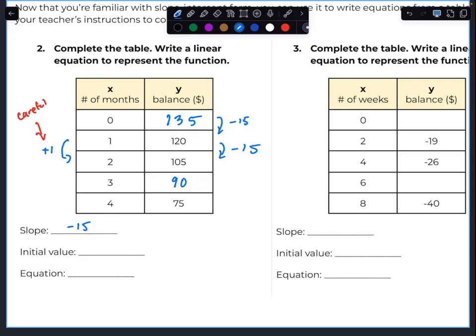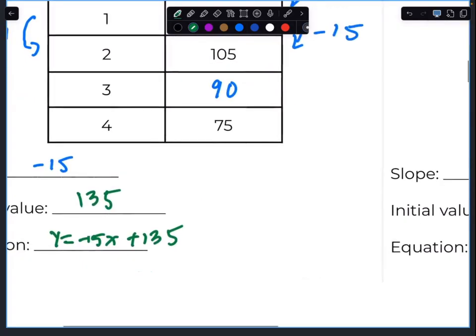No, the number next to the 0. Yes. Good job. I was looking for 135. That's what you start with at 0. And our equation would therefore be? Perfect. Y equals negative 15x plus 135.